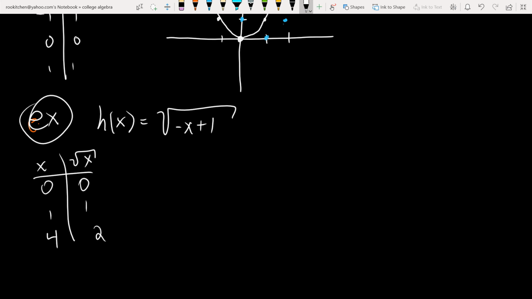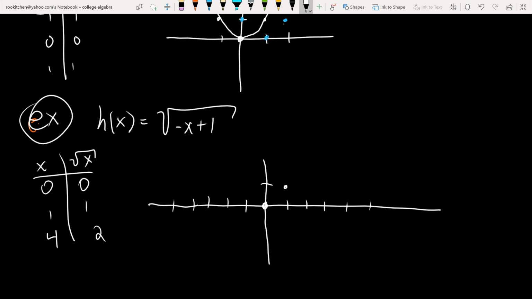So let's take a look at the original. 0, 0 is right here, 1, 1, and then 1, 2, 3, 4. Let's just put 5 in there. Be careful, put 1, 2 down here. So 4, 2: 1, 2, 3, 4, 2 is right here. So here's our square root function.